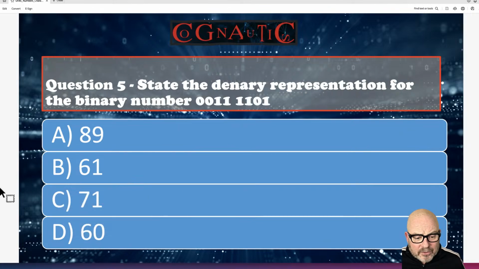Okay, what about state the denary representation for the binary number 00111101? So you would drop that into an 8-bit binary table, 1, 2, 4, 8, 16, 32, 64, 128, and then you would do the maths. Yep, that's what you've got to do.